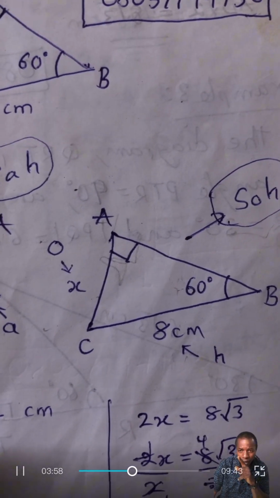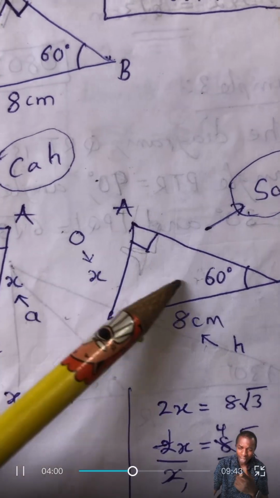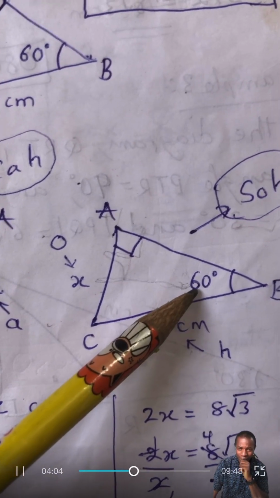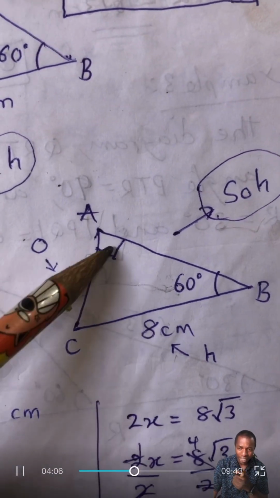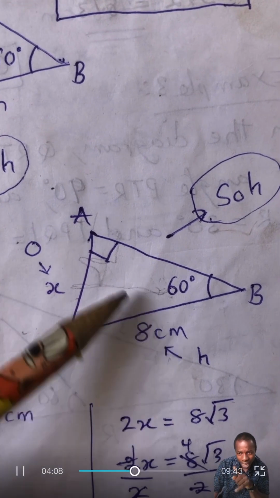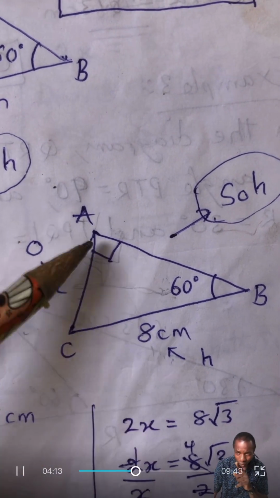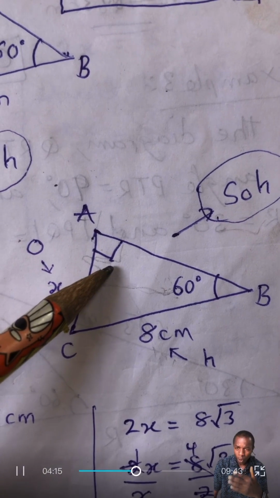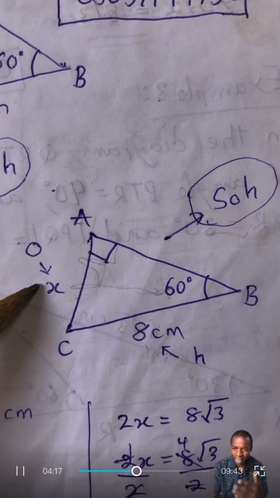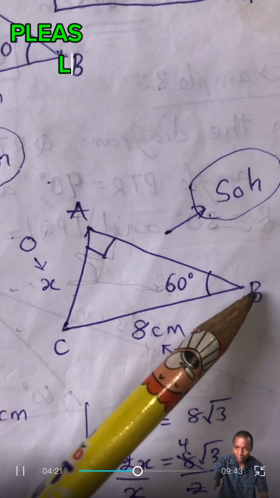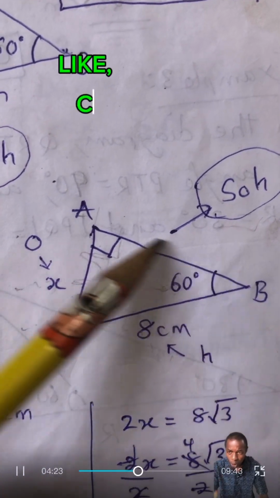Now, the x is opposite. Why? It's facing the given angle. What is the given angle? Angle 60 degrees. And 8 centimeters is the hypotenuse. Why? It's facing the right angle at A. Any side that faces the right angle is called the hypotenuse side. So now that x is the opposite, and 8 centimeters is the hypotenuse, automatically line AB becomes the adjacent side, even though we don't need it.